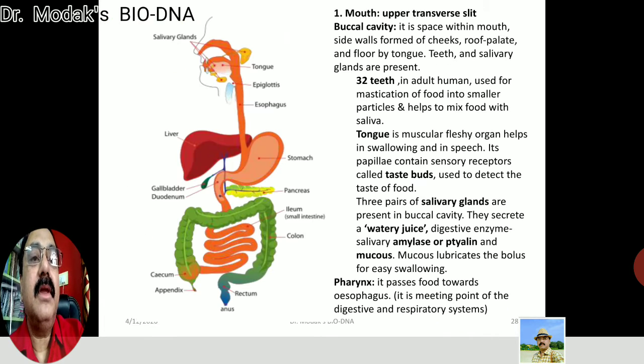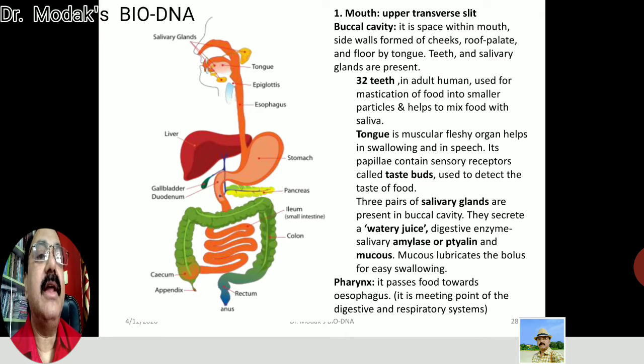Then if we go further, let me talk about each and every part in detail. The mouth is an upper transverse slit bounded by lips, and the lips do not allow the food material or water to go out. This is an important part. It also grasps the food. Then second is the buccal cavity. It is a space within the mouth, with side walls formed by cheeks. The roof is the palate, and at the floor there is the tongue.